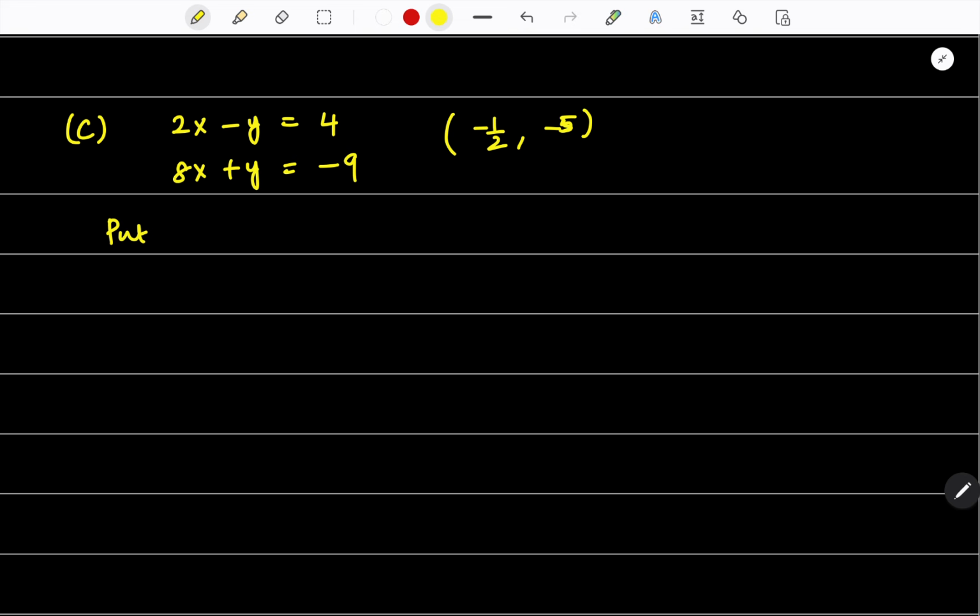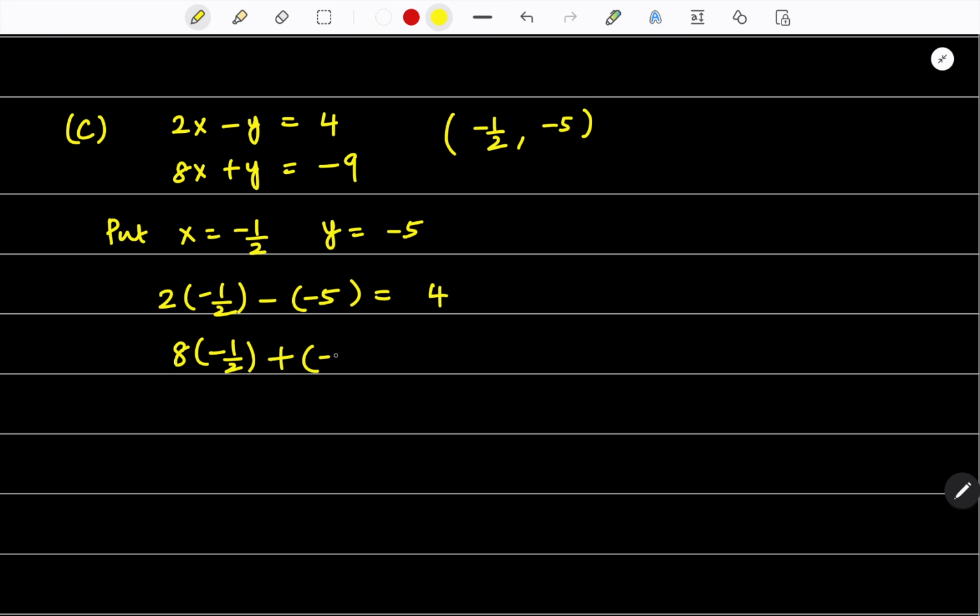So put x is equal to minus half and y is equal to negative 5. So 2 into negative half minus 5 is equal to, 2 gets cancelled, so it is minus 1. Minus of minus plus 5, which is equal to 4. Right. Next equation, 8 into negative half and then plus negative 5. 8 gets cancelled, or you can put it in the calculator, no problem. So this is minus 4, this is minus 5, which is going to get minus 9.